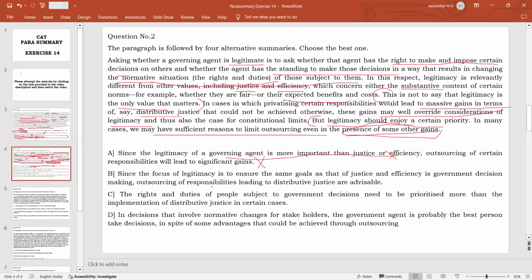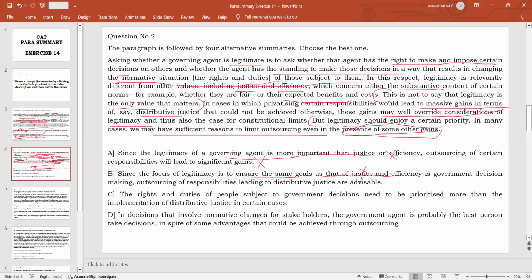Then go to option B. Since the focus of legitimacy is to ensure the same goals as that of justice and efficiency. Again, wrong. So if you have read the passage, you need not even read the options fully. Just by reading the option to this level, you can eliminate it, because the option says that legitimacy has the same objectives as justice and efficiency. You know that legitimacy is about the authority as well as the eligibility of the decision maker, whereas justice is talking about fairness and efficiency is talking about cost benefit analysis. So all these three have different goals. The option says that they have the same goals. So this is wrong.